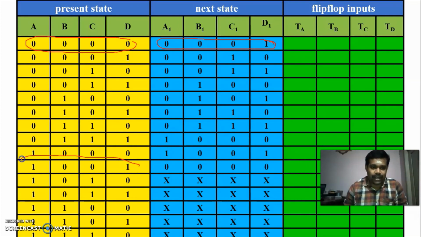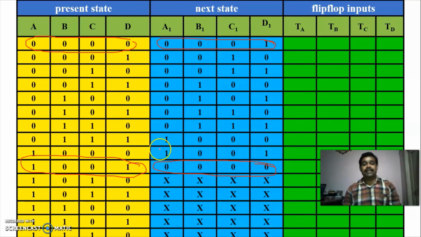This point, you should be clear. Next state of 9 is not 10 but 0. The next state of 9 is 0 and not 10. Similarly, the next state of 10, 11, 12, 13, 14 and 15 is don't care.